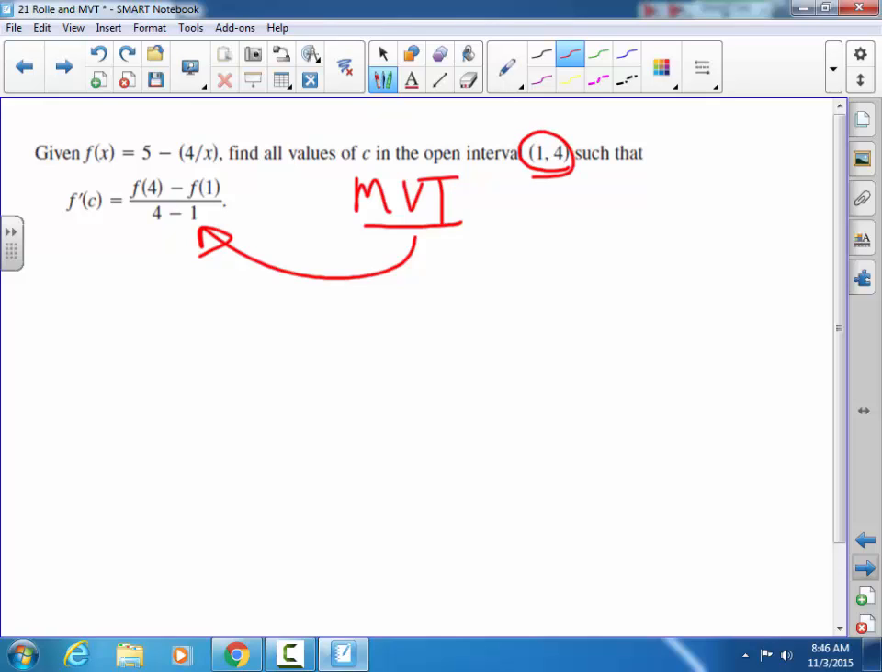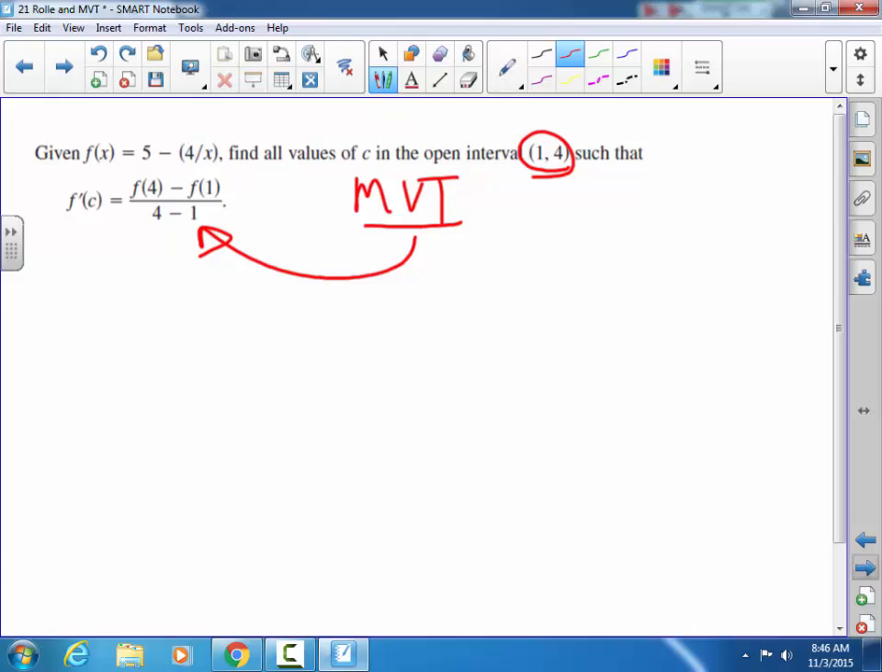But look at the interval we've got, from 1 to 4. 0 is not in that interval, so we can say that the function is continuous from 1 to 4. It is differentiable from 1 to 4. So we just need to solve that problem over there. F prime of c equals f of 4 minus f of 1 over 4 minus 1. Do you have the capabilities to solve that problem?